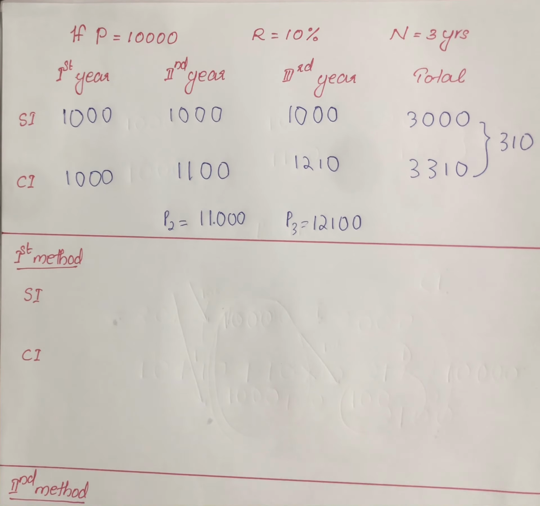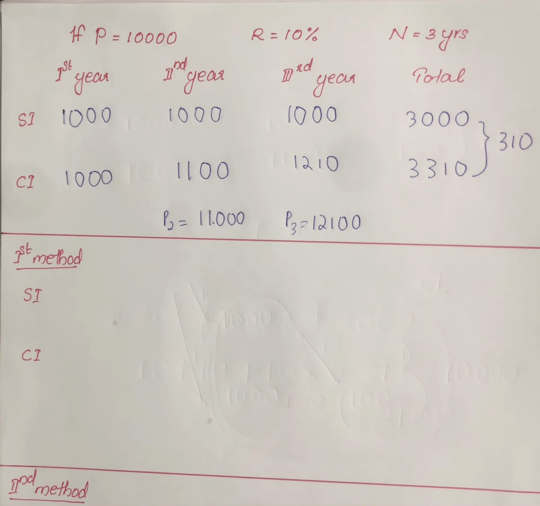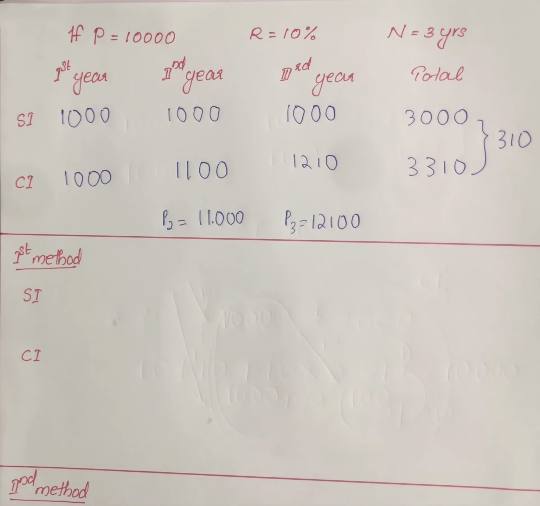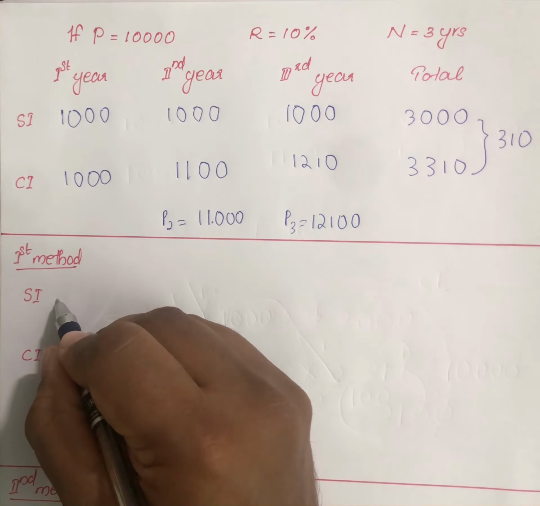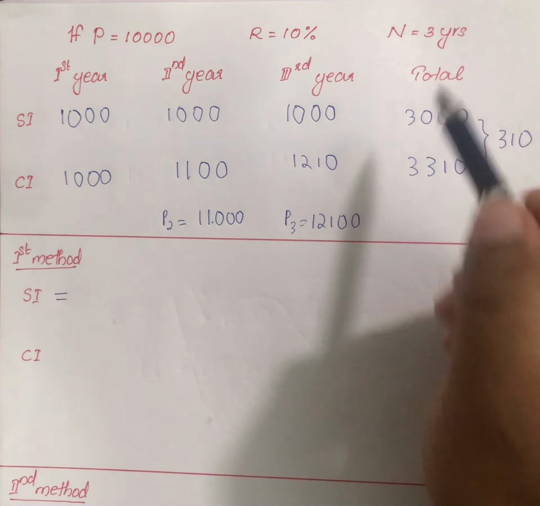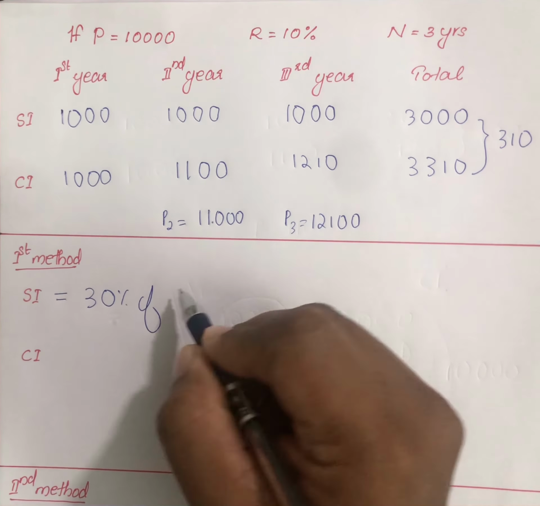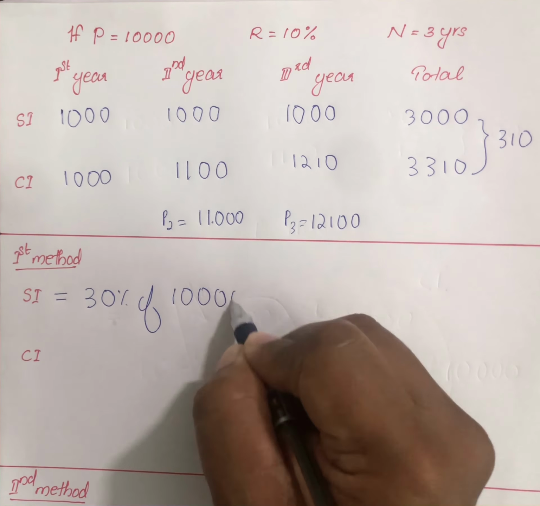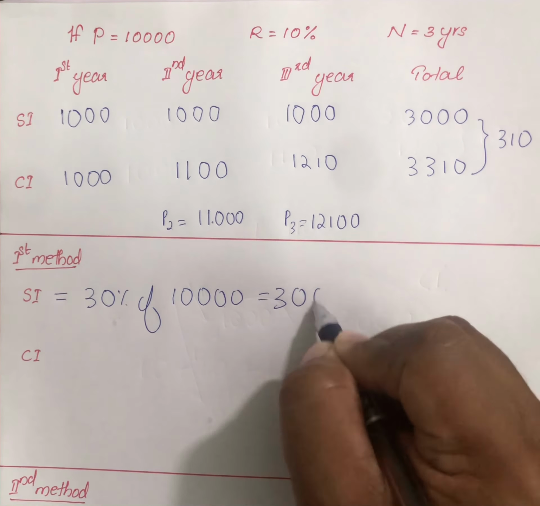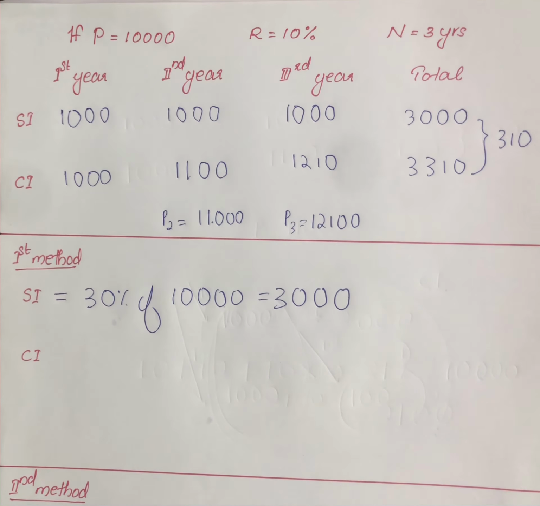Okay. So I hope the concept is clear. Now we'll start with the methods. So first method, as I've already told you, SI is NR% of P. So totally SI will be N into R. So 30% of 10,000, which is 3,000. And now how to find the CI when the number of years is 3?